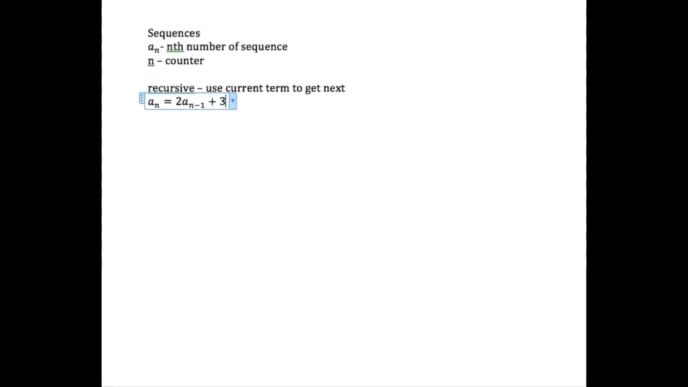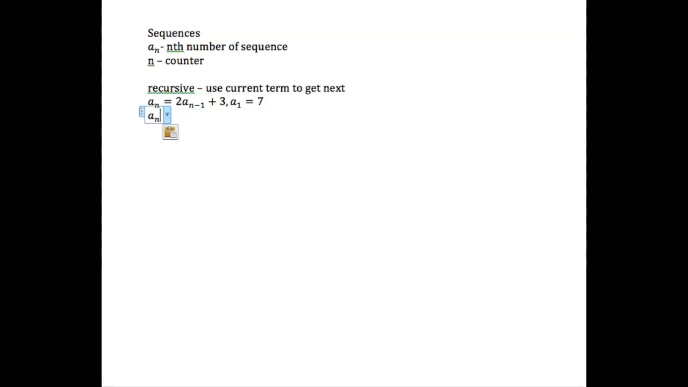One other thing I have to do to use a recursive definition of a sequence is I have to know where I started. I have to know what the first term is. Otherwise, I can't find the second term without the first term, so we have to say out loud, here's the first term. I'm going to have a_1 equals 7. So I'm going to find the first few terms of this sequence using this recursive definition.